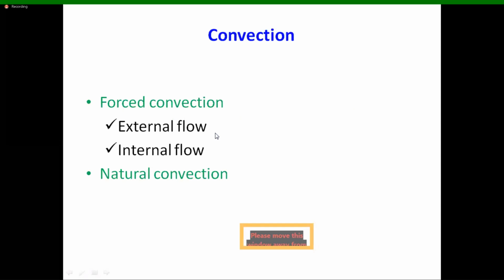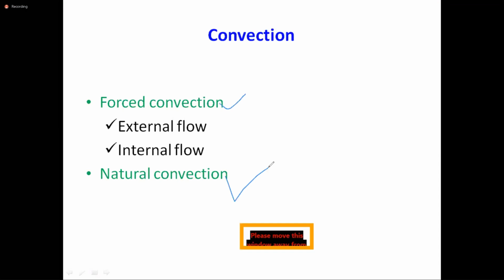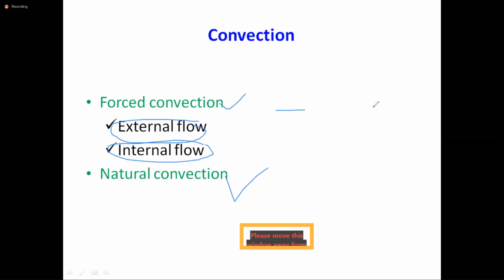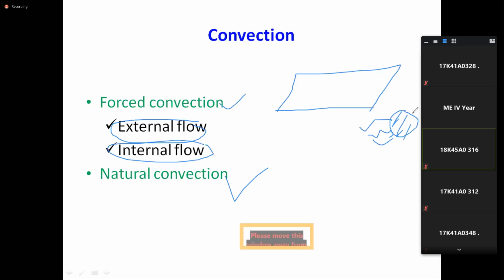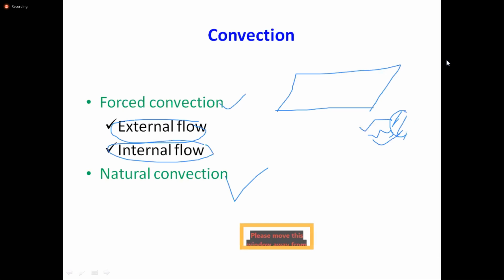When you come to convection heat transfer, there are mainly two types. One is forced convection, another one is natural convection. These two topics will be discussed here. In forced convection, again, you have external flow and internal flow. In the external flow, basically, the flat plate is an important thing. There is also a cylinder. Let us say it is a solid cylinder, and on this cylinder the fluid is flowing. That also is an external flow.